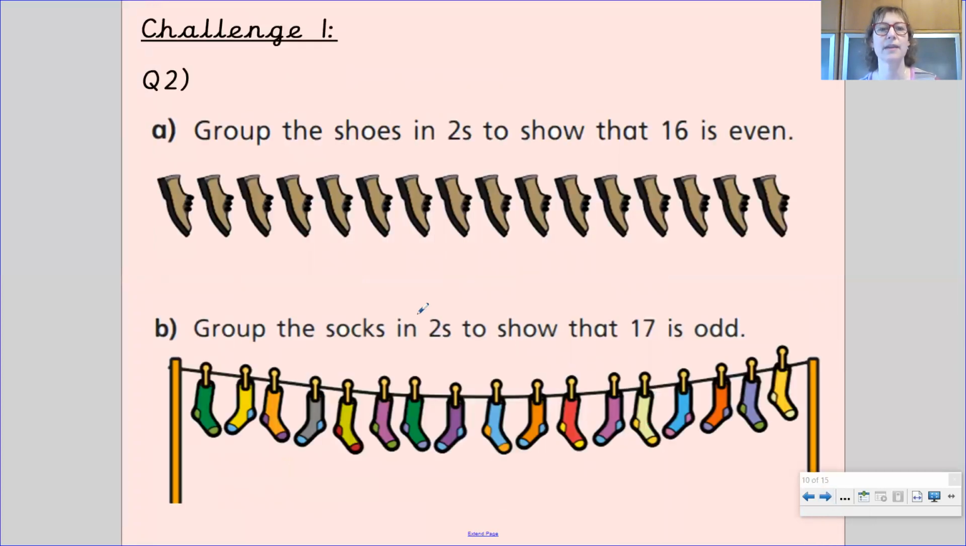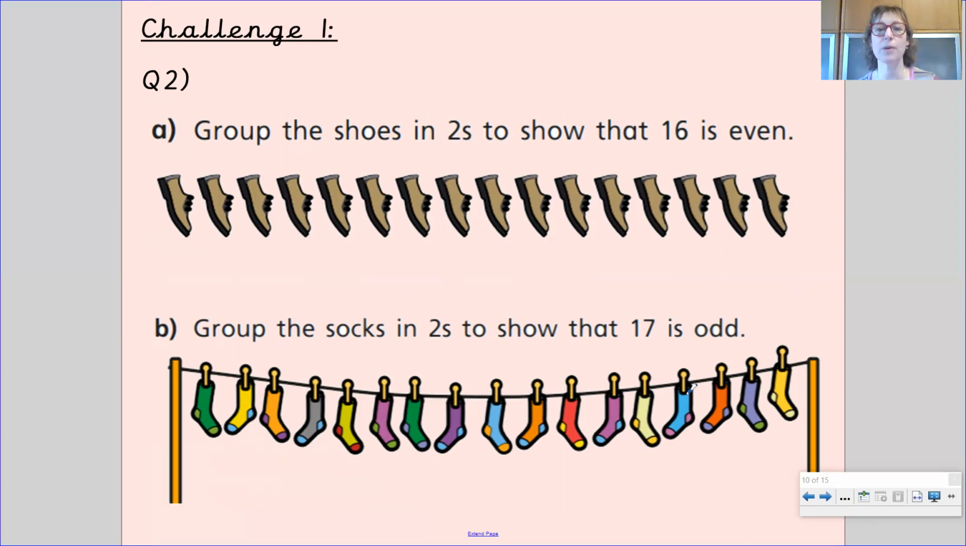And the next one here is we have got 16 shoes. And all I want you to do is prove to me that's an even number by putting them into 2s and showing me that there are no odd ones left out. And then you're going to do exactly the same here with the 17 socks. You're going to group them in 2s to show me that there is one left over. So there is an odd one out. And that's all you need to do.